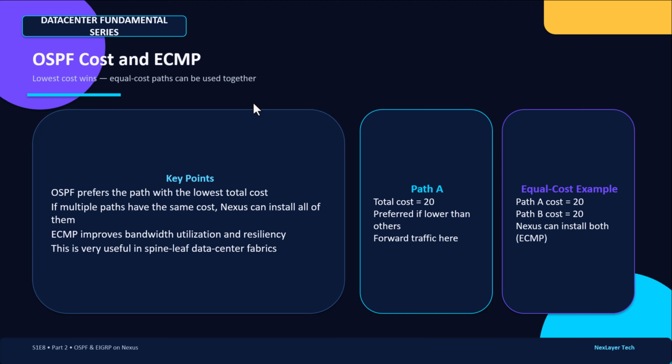OSPF uses cost to choose the best route. The total OSPF cost is calculated by adding the cost of every link along the path. The router with a lower total cost is preferred. For example, imagine that a Nexus leaf switch has two possible paths toward a remote network. The first path has a total OSPF cost of 20. The second path has a total cost of 40. OSPF selects the first path because its cost is lower.